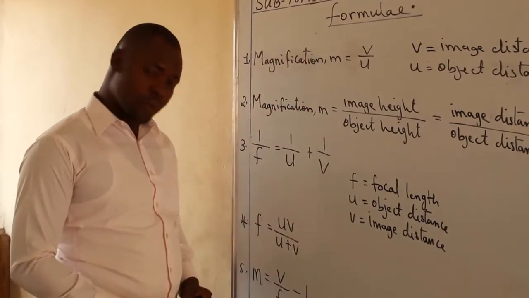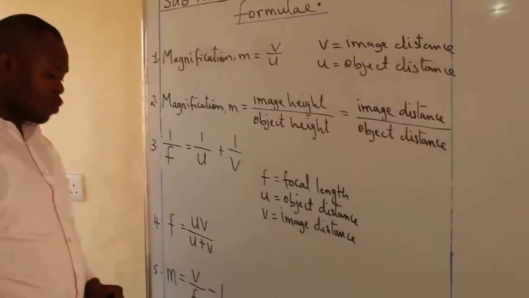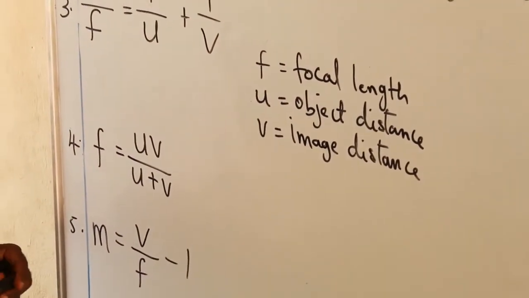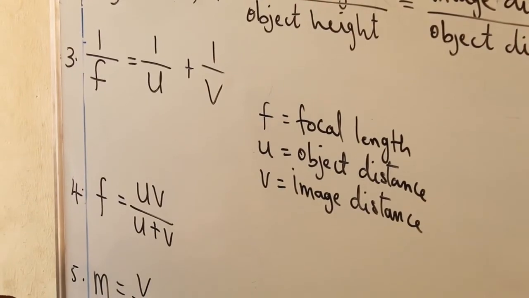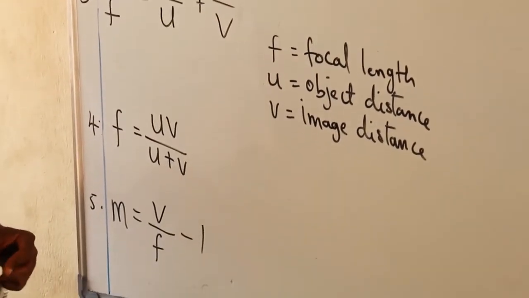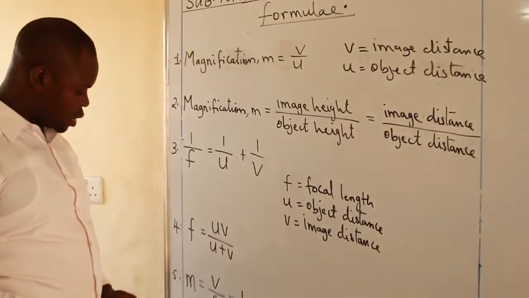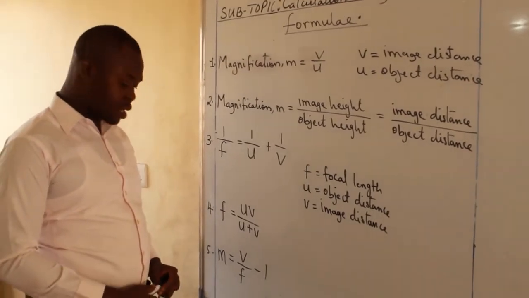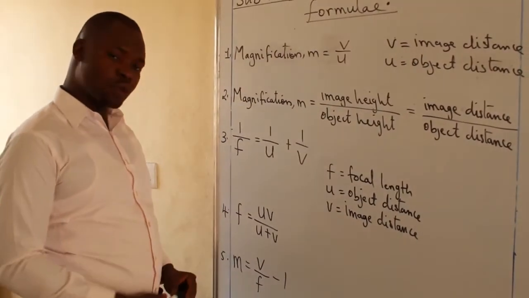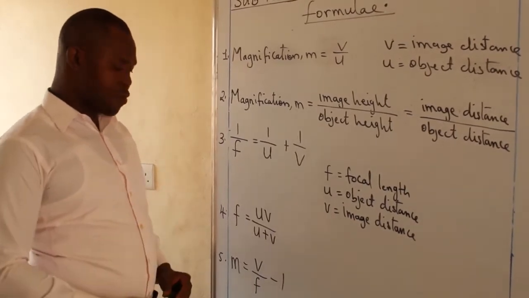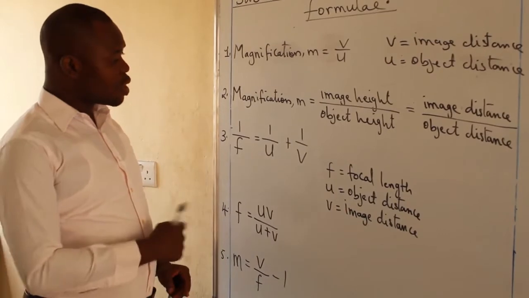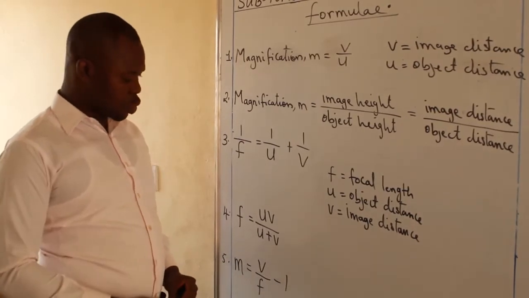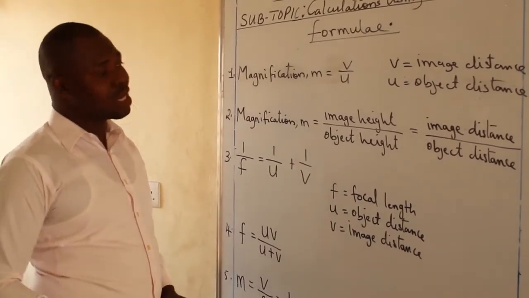And then the fourth one, we have F equals UV over U plus V. Now, this fourth one is actually derived from the third one. If you play with the third one and make F the subject, you're going to have UV over U plus V. And the last one, number 5, is M, which is still magnification, equals V over F minus 1. This is also derived from number 3. If you multiply number 3 all through by V, you're going to have M equals V over F minus 1. Alright, on the basis of these formulae, we'll be looking at some examples.